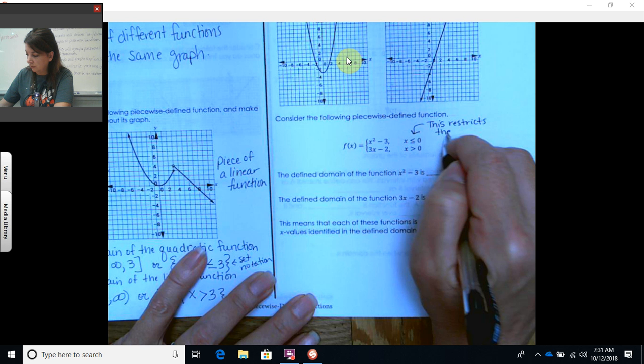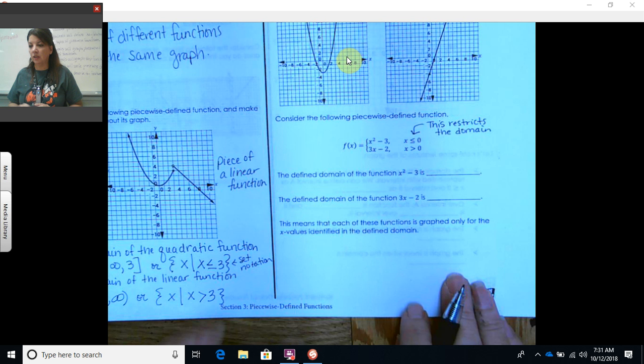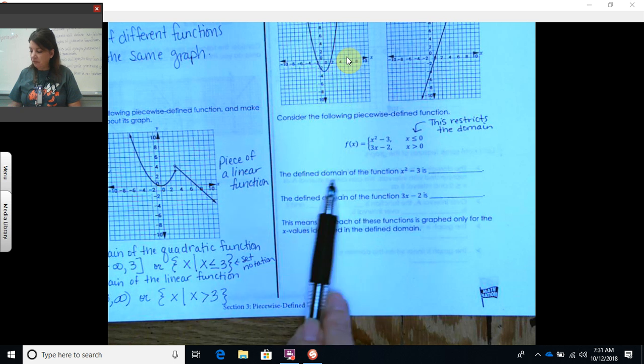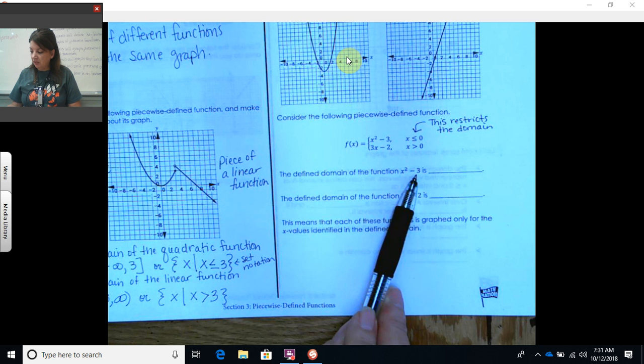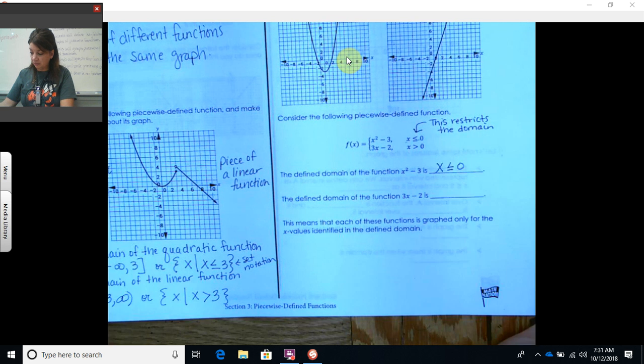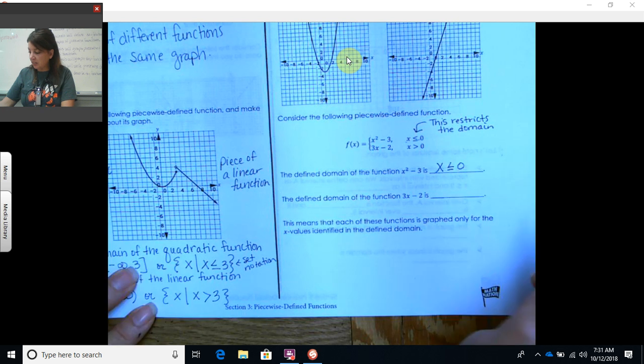Y'all see that? Need a better pen. Restricts the domain. So I've got two different functions here, just depending on what my value of x is. The defined domain of the function x squared minus 3 is, it just wants to tell you what the restriction is. x is less than or equal to 0. The defined domain of the function 3x minus 2 is x is greater than 0.